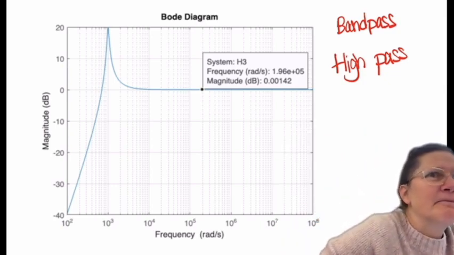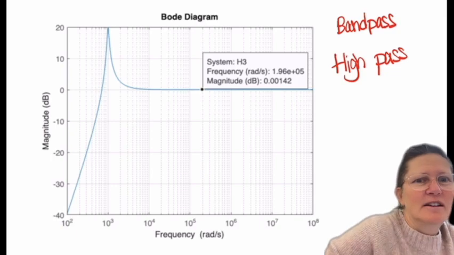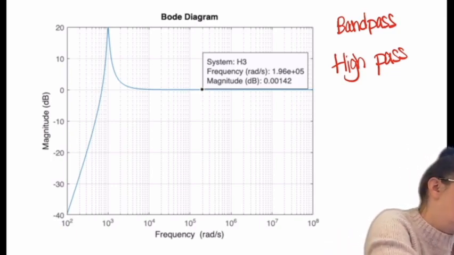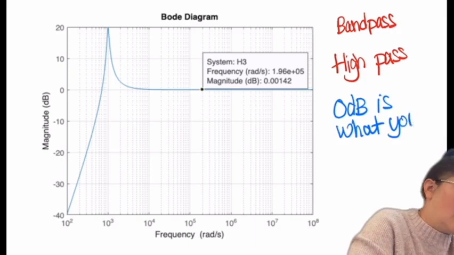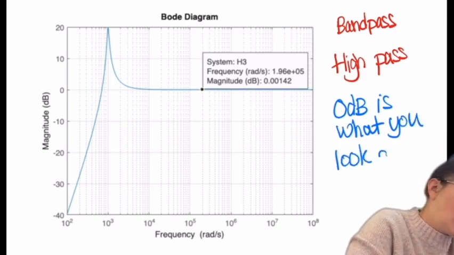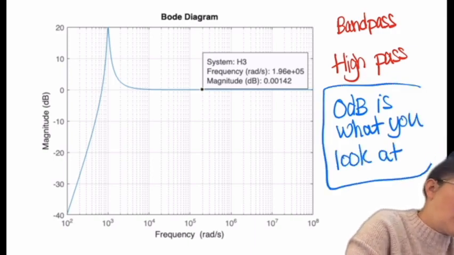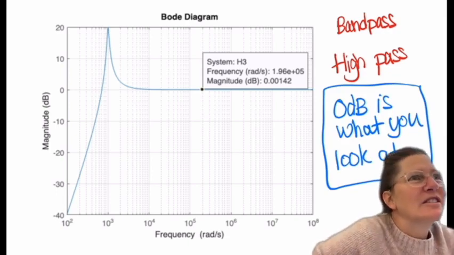Yes, we can look at the magnitude there, and it steadies out at 0 decibels for the high frequencies, which would be a passing. So it's a high pass filter that just happens to have that spike right there due to how it's constructed.